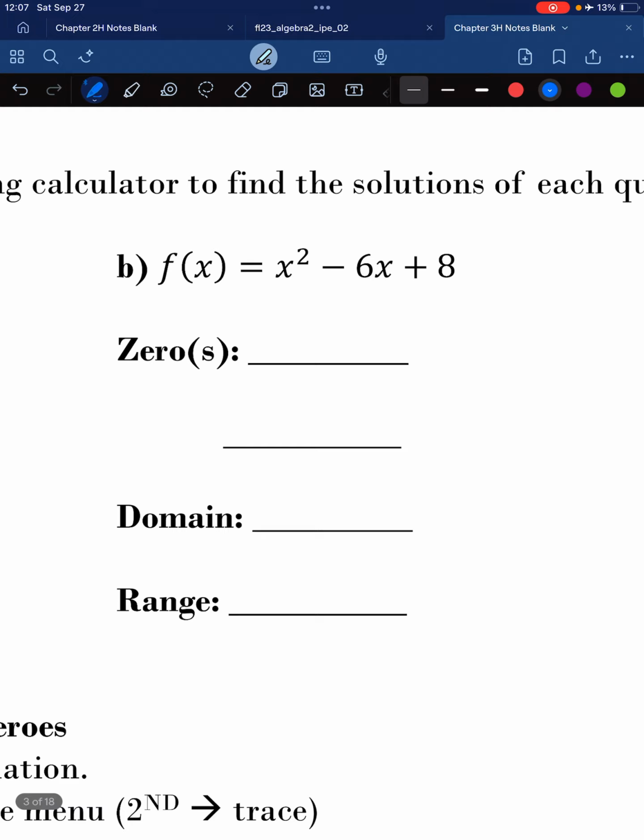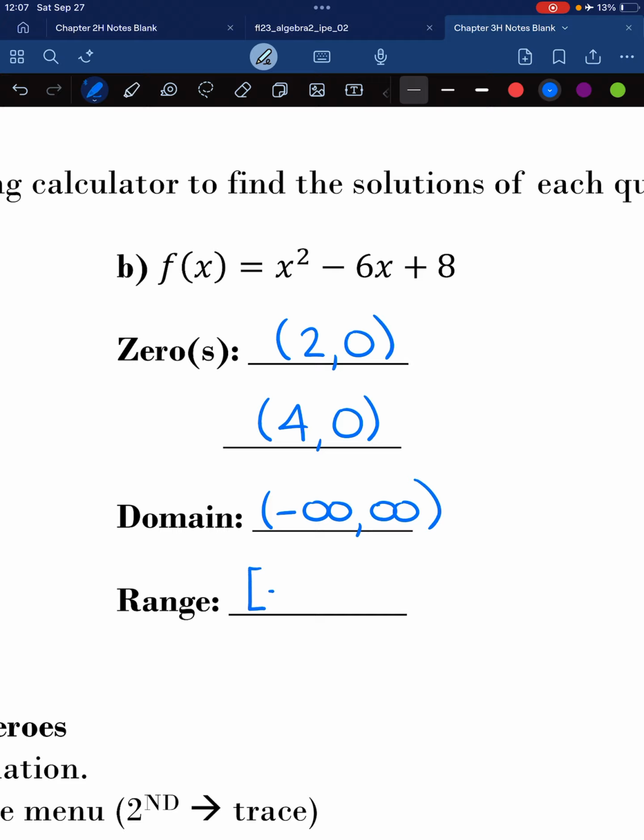Alrighty, so go ahead and take the time, pause, graph B, make sure that you can do that quickly and efficiently. You should see 2 zeros pop up. You have a 0 at 2 and a 0 at 4. Alrighty, the domain for all quadratics is always -infinity to infinity. This one's an upward facing parabola, and we can see that the bottom of it, or that minimum value, is -1. So the range goes from -1 to infinity.